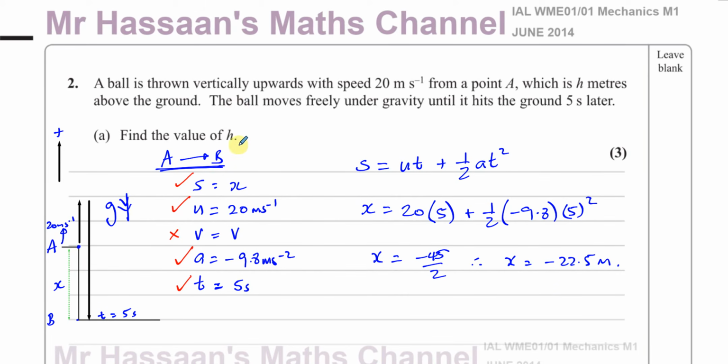That means H is defined as the distance of A above the ground. So therefore we can say H is equal to 22.5 meters. Because it's the distance of A above the ground, which is that distance. The displacement of B from A is negative 22.5 as we've taken up as positive, because that's the initial motion. All right, so there's how you can do part A.